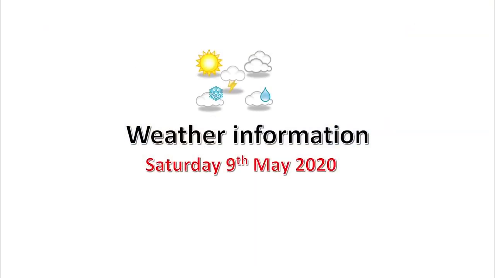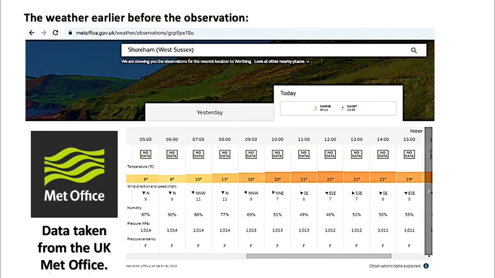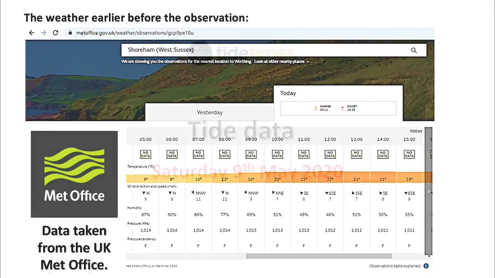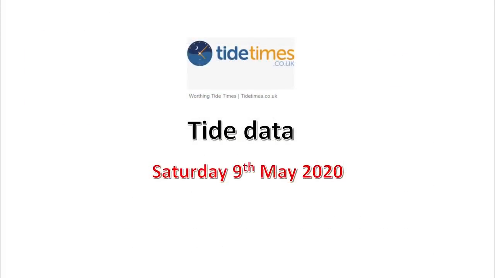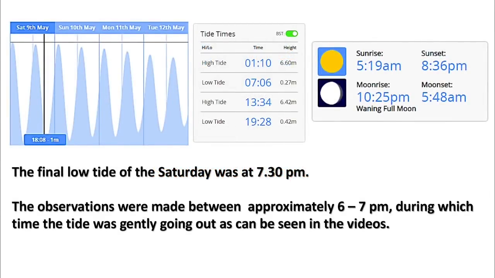Weather information, Saturday, 9th of May, 2020. Tide data, Saturday, 9th of May, 2020. The final low tide of the Saturday was at 7:30 p.m. The observations were made between approximately 6 to 7 p.m., during which time the tide was gently going out, as can be seen in the videos.